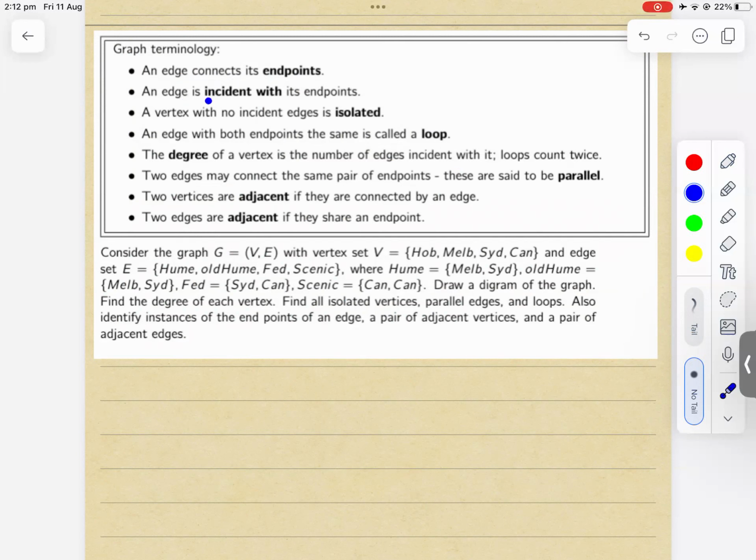An edge is incident with its endpoints. A vertex with no incident edge is isolated, like a single point, alone. An edge with both endpoints at the same vertex looks like something like this. So this one is the edge, and this one is the loop.